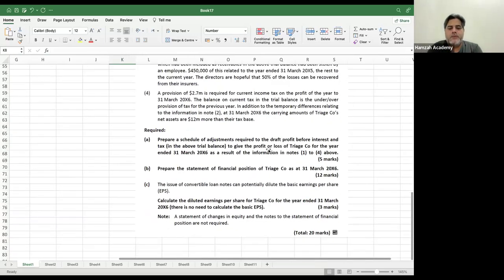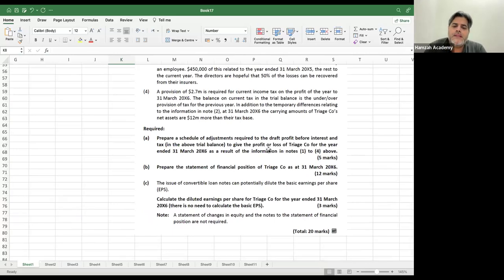Then we have a typical requirement: prepare a schedule of adjustments required to the draft profit before interest and tax in the above trial balance, and give the profit or loss of the Triage company for the year ended 31st March 26 as a result of the information in notes 1 to 4. Then we have to prepare a statement of financial position of Triage as well at 31st March 26. So we have to create a schedule of adjustments, and then a statement of financial position as well.